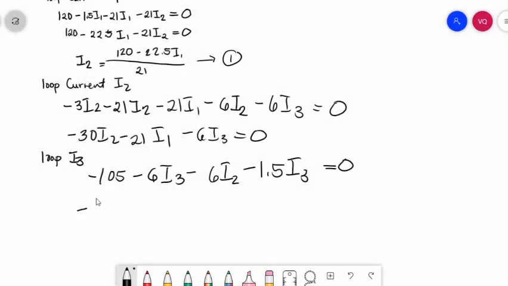So, negative 105 minus 6 I3 minus 7.5. This is I2. Negative 6 I2 minus 7.5 I3 is equal to 0.